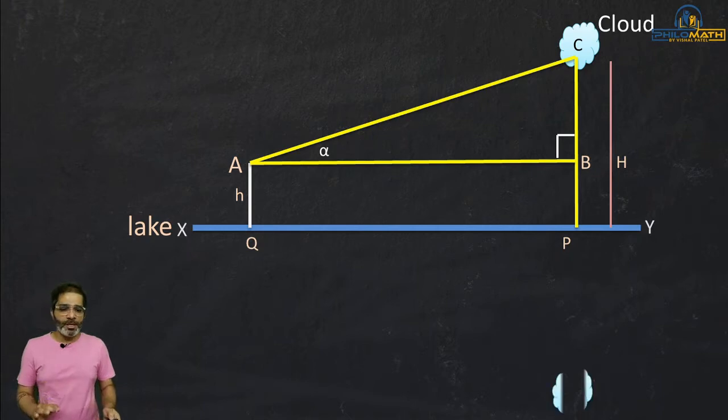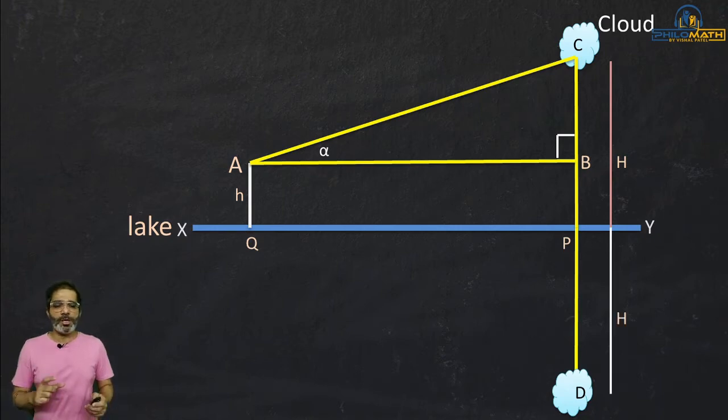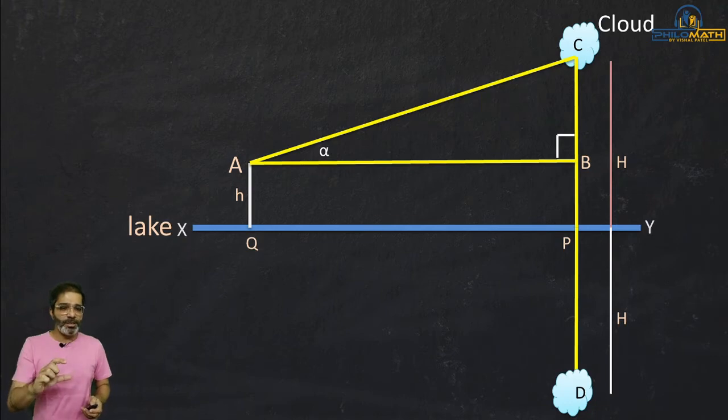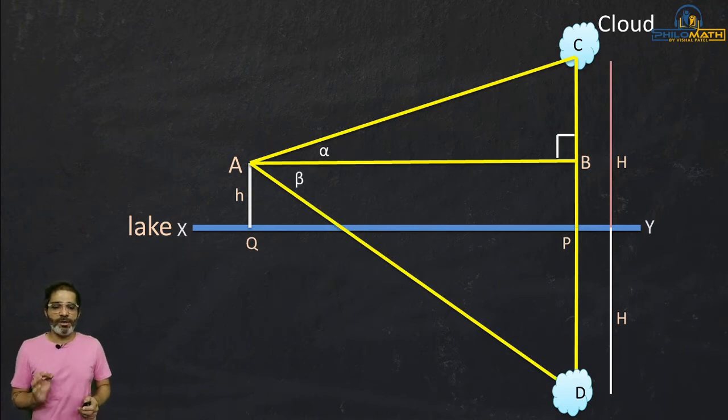Now let us take point D as the position of the reflection of the cloud, okay, below the lake. So that distance is nothing but DP. Now DP is also capital H by a simple law of reflection of a plane mirror. What is that law? That object distance is equal to image distance. So if you see above a lake, the object distance is nothing but CP. So the image distance, that is DP, should also be capital H. Now from point A, when you're looking down at the reflection, that angle of depression is given as beta.